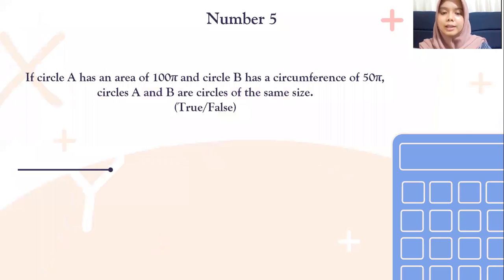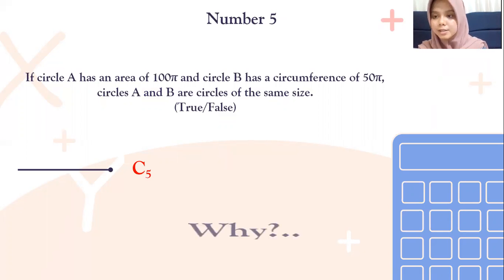We go to the next problem. If circle A has an area of 100π and circle B has a circumference of 50π, circles A and B are circles of the same size. Is it a true or false statement? What is the suitable level for this problem? Yeah, it's C5. Why C5?